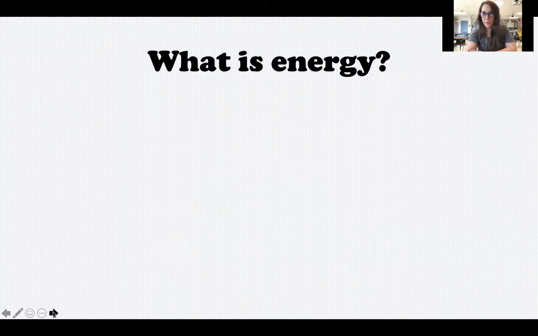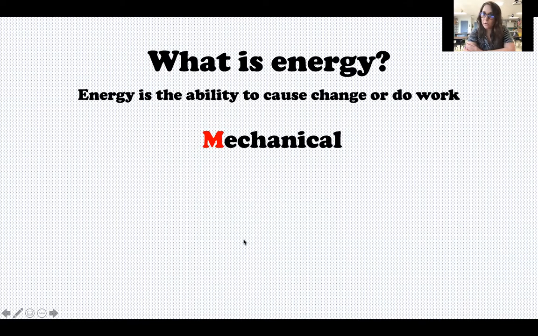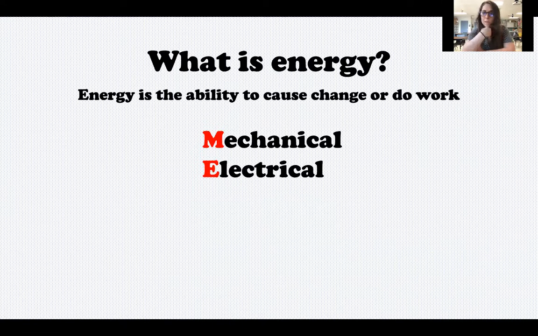So hopefully you remember that energy is the ability to cause change or do work. And I gave you an acronym, a word with 5 letters. Each letter represents another type of energy that we will be discussing in 5th grade. That word is MELTS. M stands for mechanical energy, which we'll be talking about in a couple of weeks. E stands for electrical energy, which we kind of touched on a couple weeks ago with electrical conductors and insulators, but we'll be talking about it again in the next couple weeks.